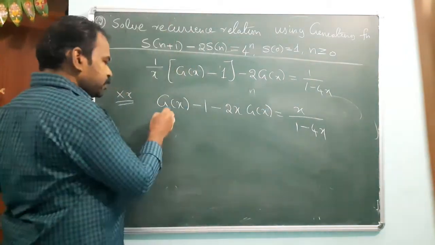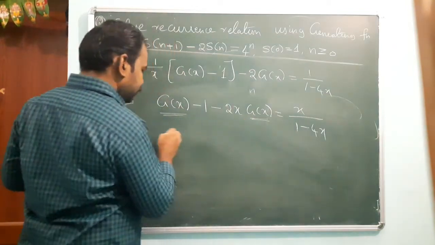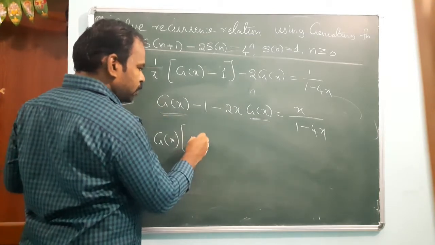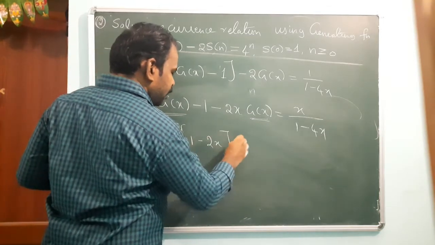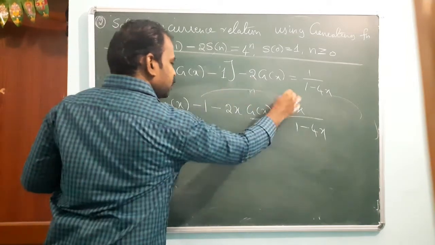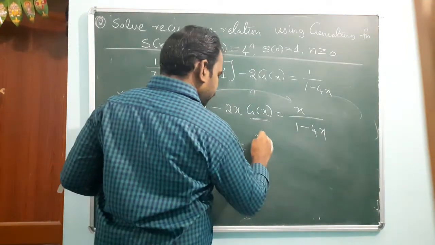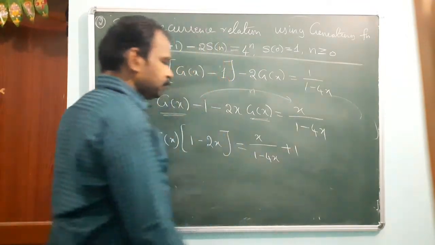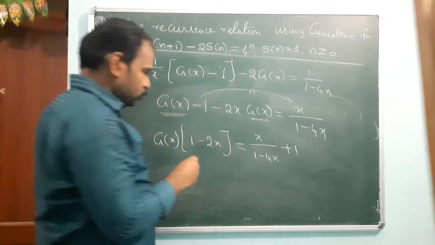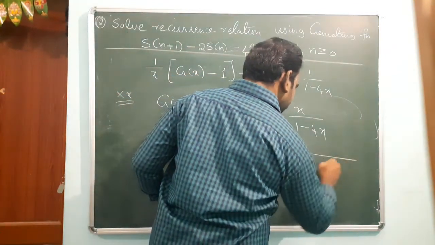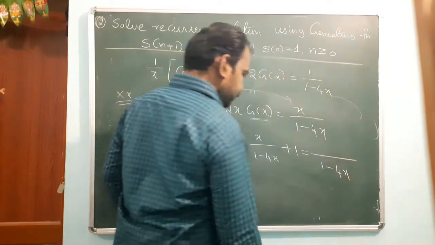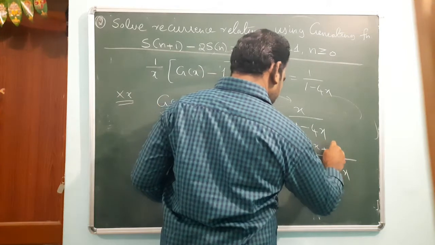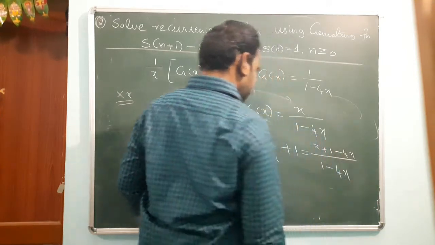Now we need only g of x, so keep g of x on the left hand side. So g of x, it's a common factor, 1 minus 2x, and then bring minus 1 to the right side. So we have x by 1 minus 4x plus 1. Taking LCM 1 minus 4x, we get x plus 1 minus 4x.